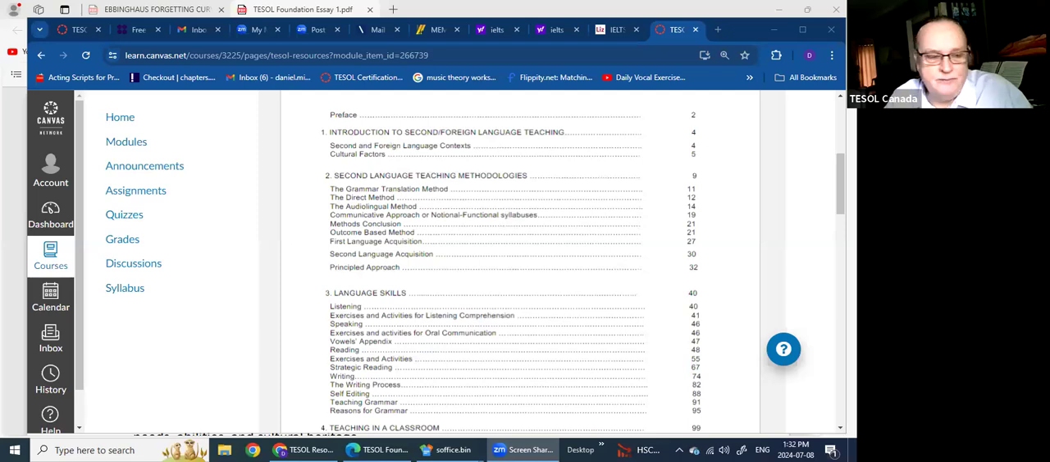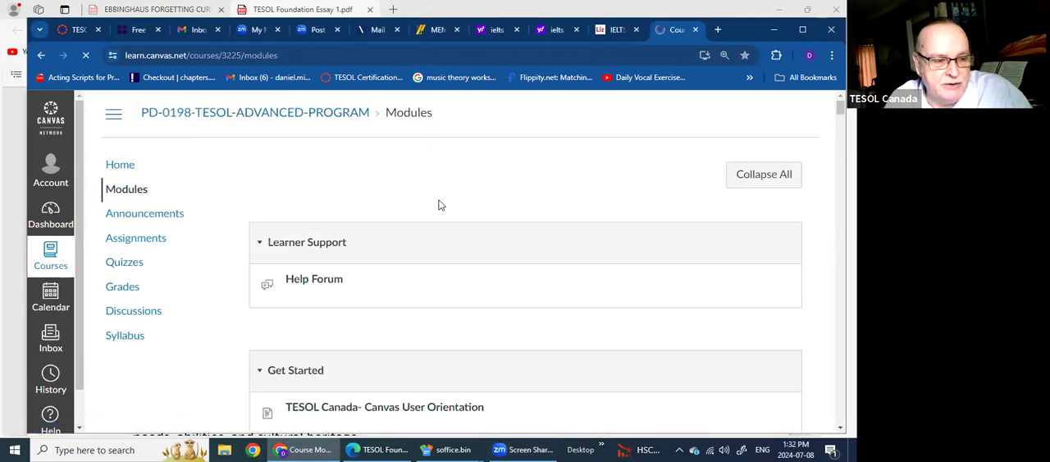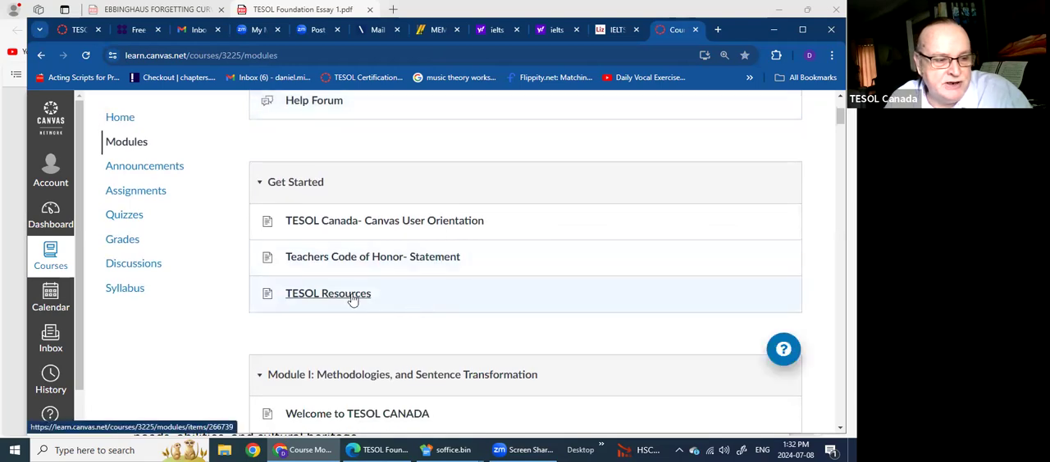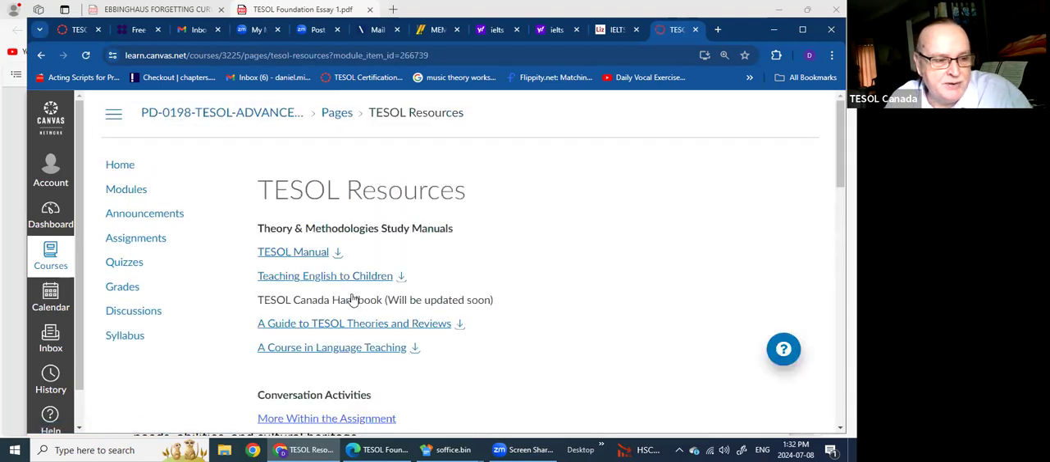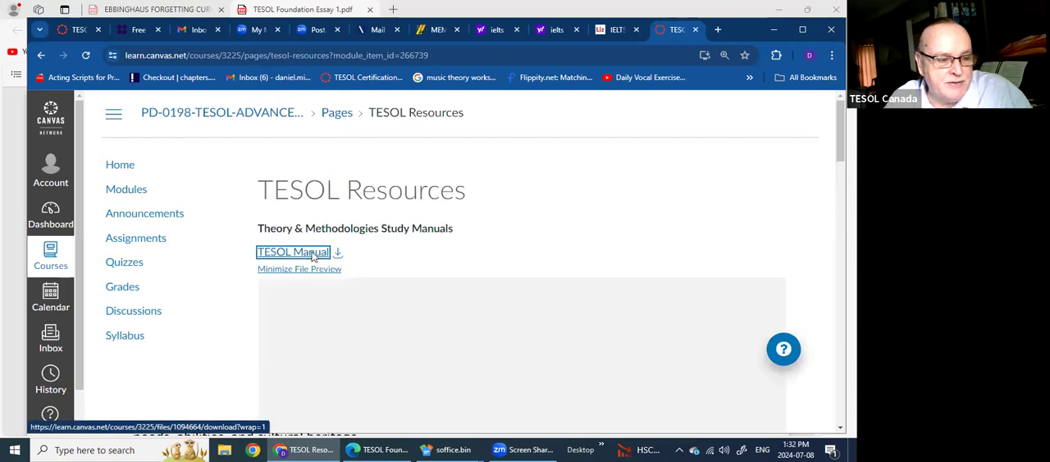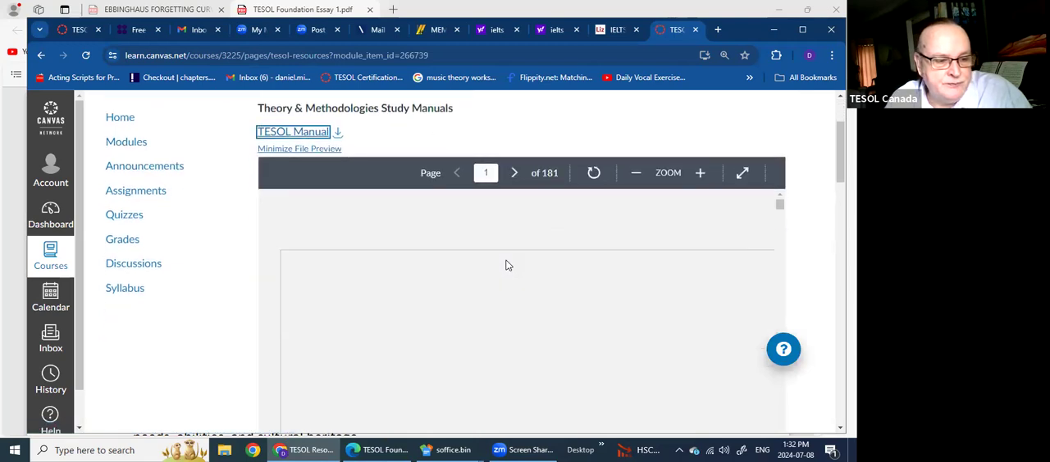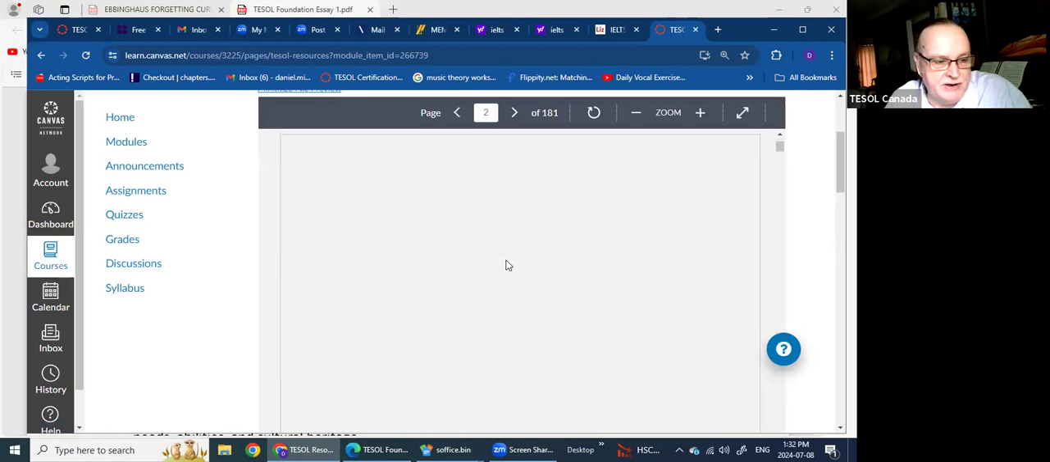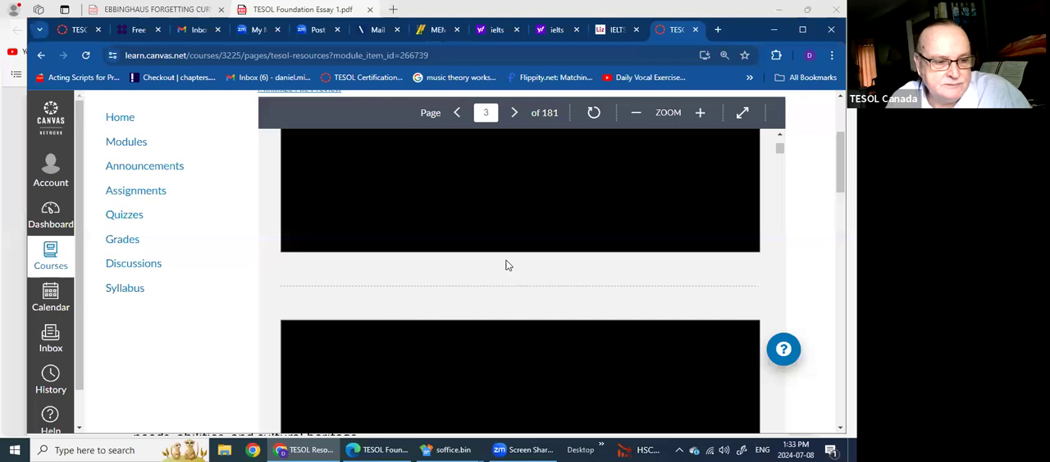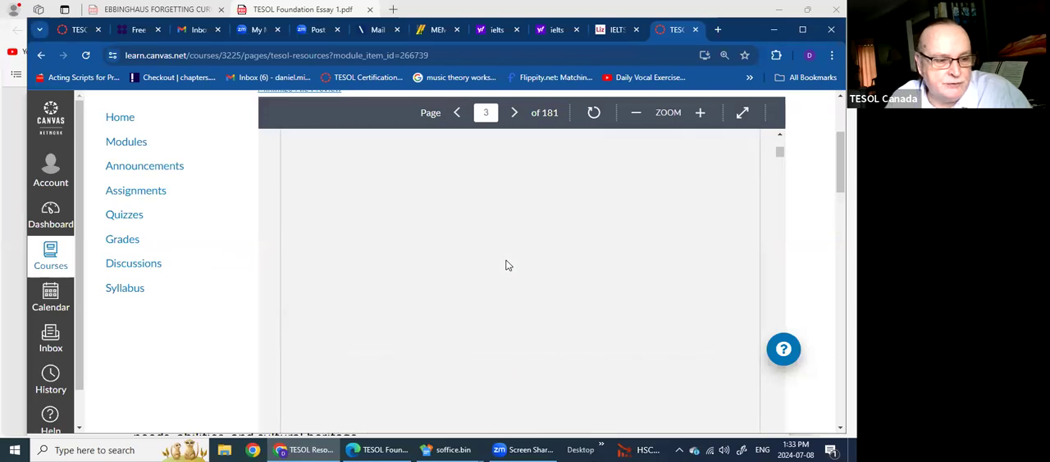And I'm going to share the screen because I would like us to start by looking at the TESOL manual that's in resources. So under modules in the Canvas platform on the left-hand menu, if you go to TESOL resources and open that up, you'll find the TESOL manual right there. Scroll down to the table of contents, just a few pages in.